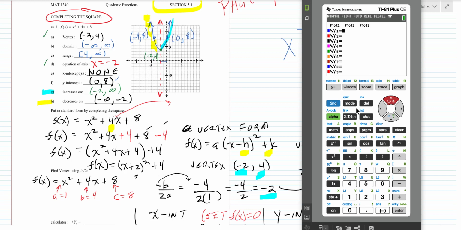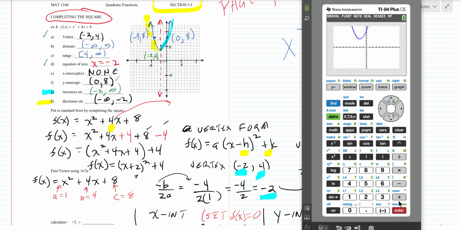Now, go ahead and put this in. So go to y1 and put in x to the second, plus 4x, plus 8. Okay, so you just put that in, and then a standard window. A good way to do a standard window is just press zoom, and then go down to zoom 6. And basically you can see if we ended up with the right graph.